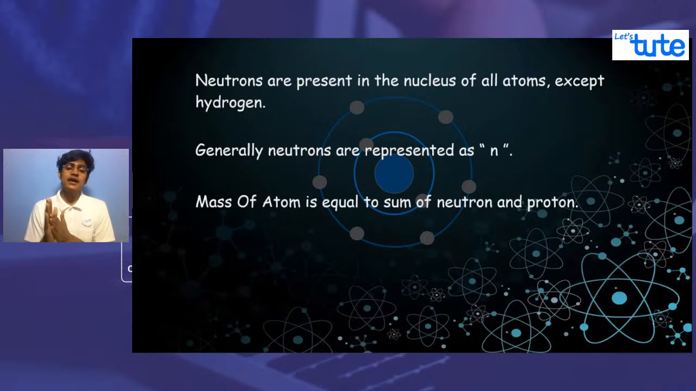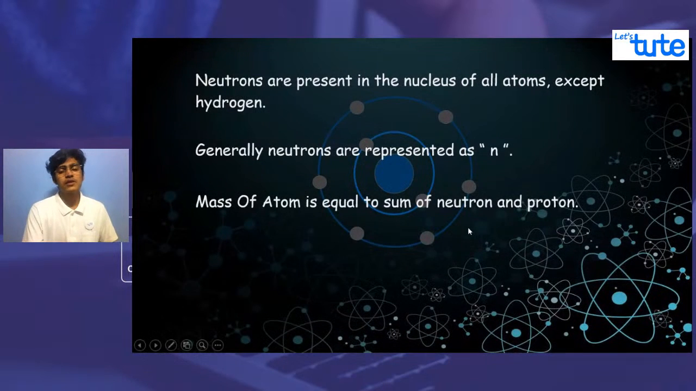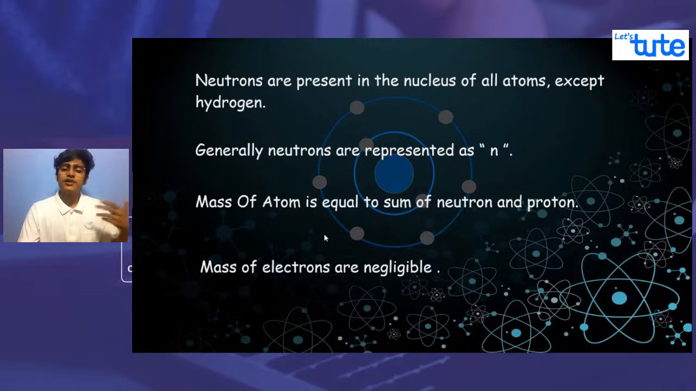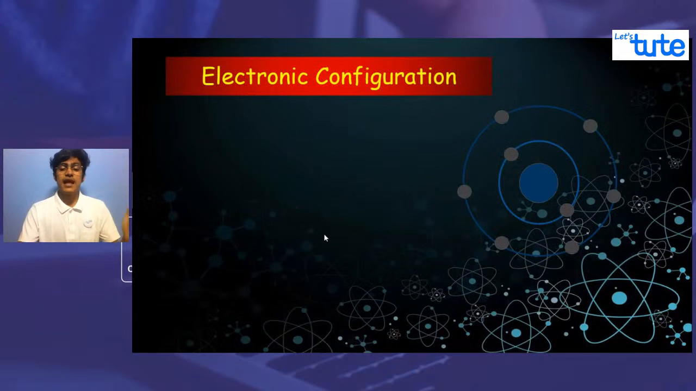To answer this question, electrons have actually negligible mass. That simply means their masses are very small compared to neutrons and protons, so they are not considered in the mass of atoms. This is just a formula you can remember to find the atomic mass: the sum of neutrons plus protons is equal to the atomic mass of a particular atom, and the mass of electrons is negligible, so we are not adding electrons. That's it. Let's quickly jump to our electronic configuration.